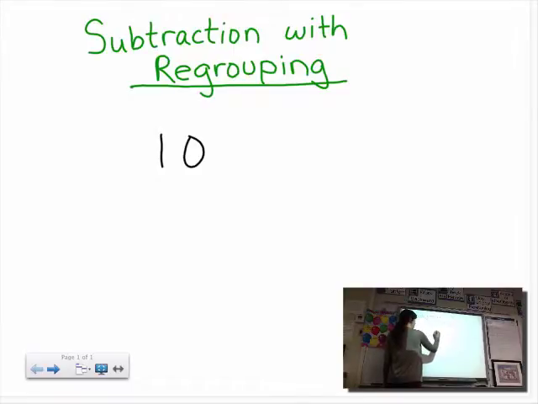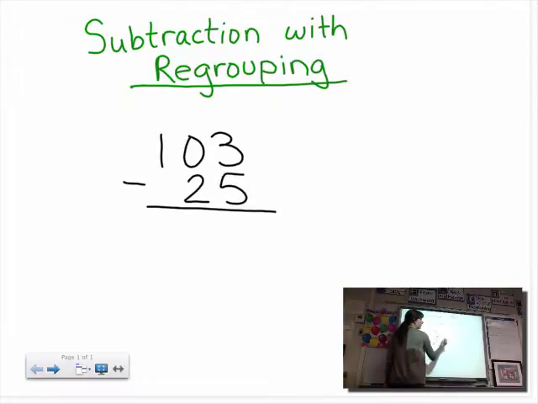Let's say that we have the number sentence 103 minus 25. We could first start, like always, by checking in the ones column. We see 3 minus 5 I cannot do. And when I look next door to the tens place, there's a 0 there. So we're not able to regroup from the tens. I then have to look one place farther, and we see that we can regroup from the hundreds place.